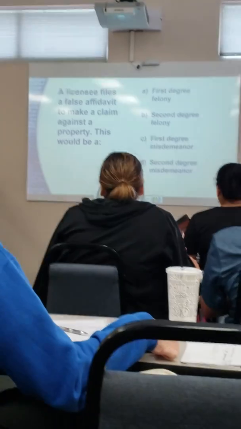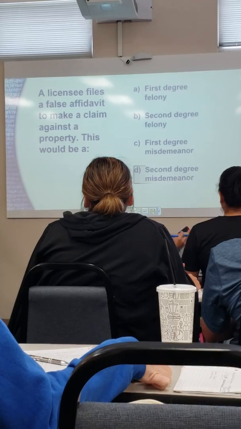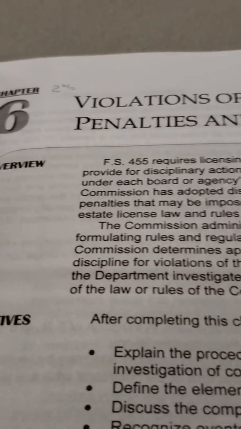Question: licensee files a false affidavit to make a claim against the property. This will be a second-degree misdemeanor. Any violation other than the rental list rules and performing real estate without a proper license is considered to be a second-degree misdemeanor.